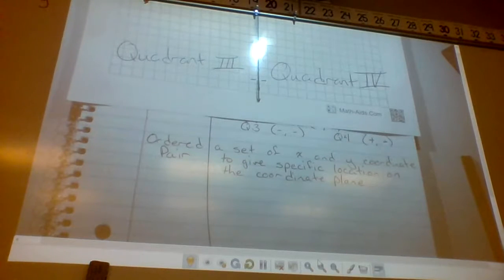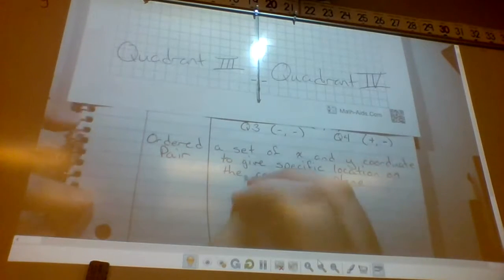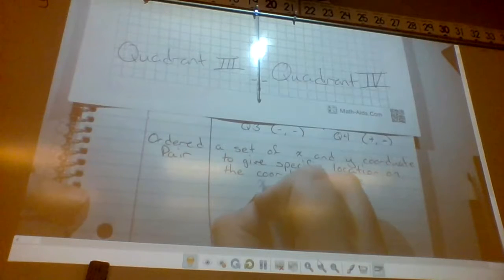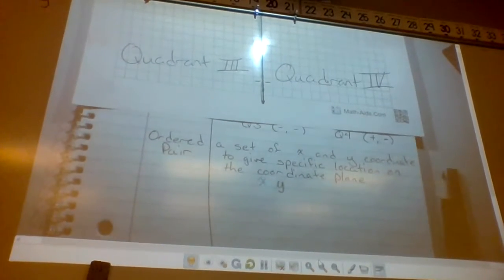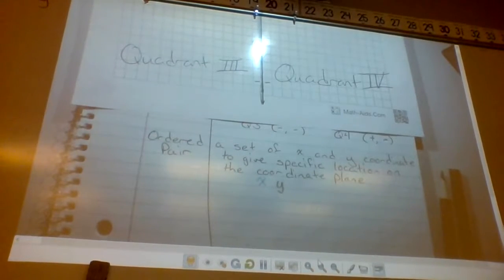So if I ever ask you, what is the ordered pair, and you give me an x and a y, and you do not put parentheses, I'm going to count you wrong. I'm just mean like that. So which one comes first, the x or the y? The x. In the ordered pair, the x comes first. So we're going to have the x coordinate and the y coordinate. Is that a good answer right there? No. You have to put the parentheses.